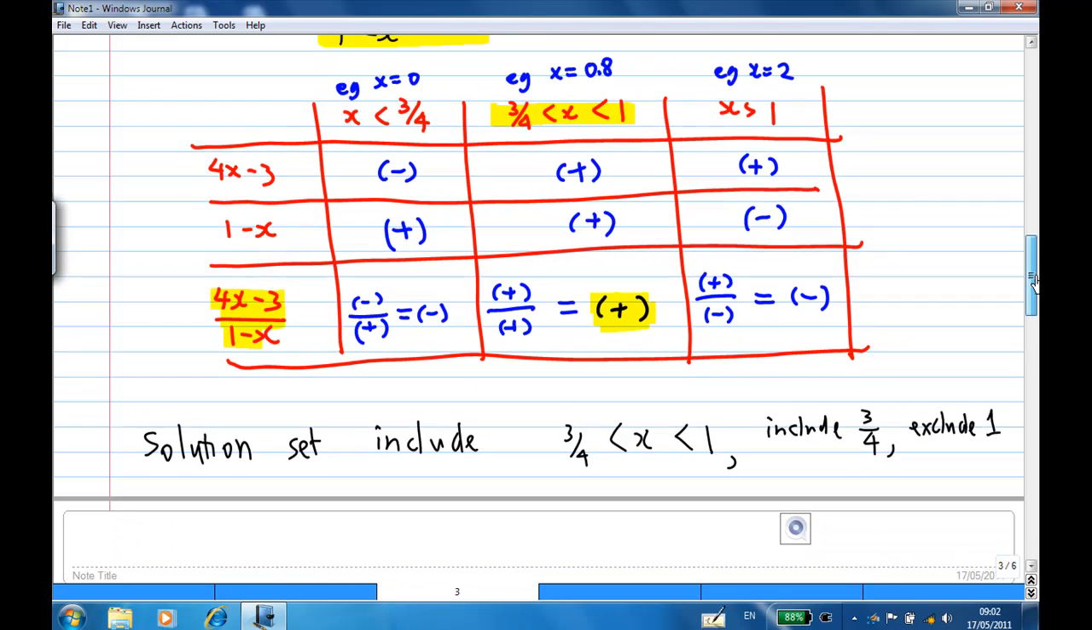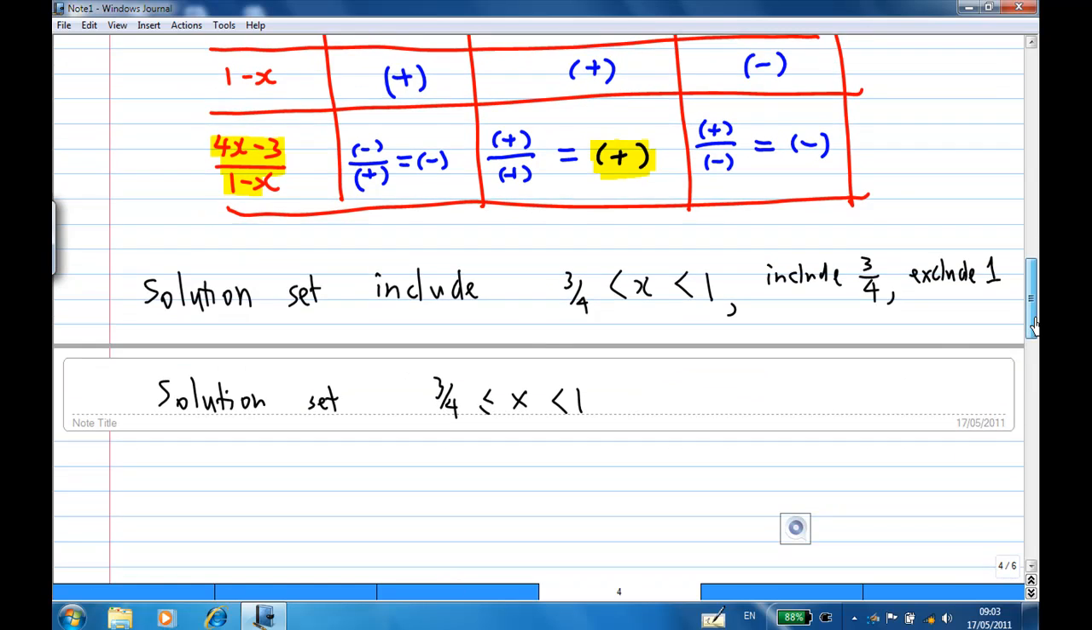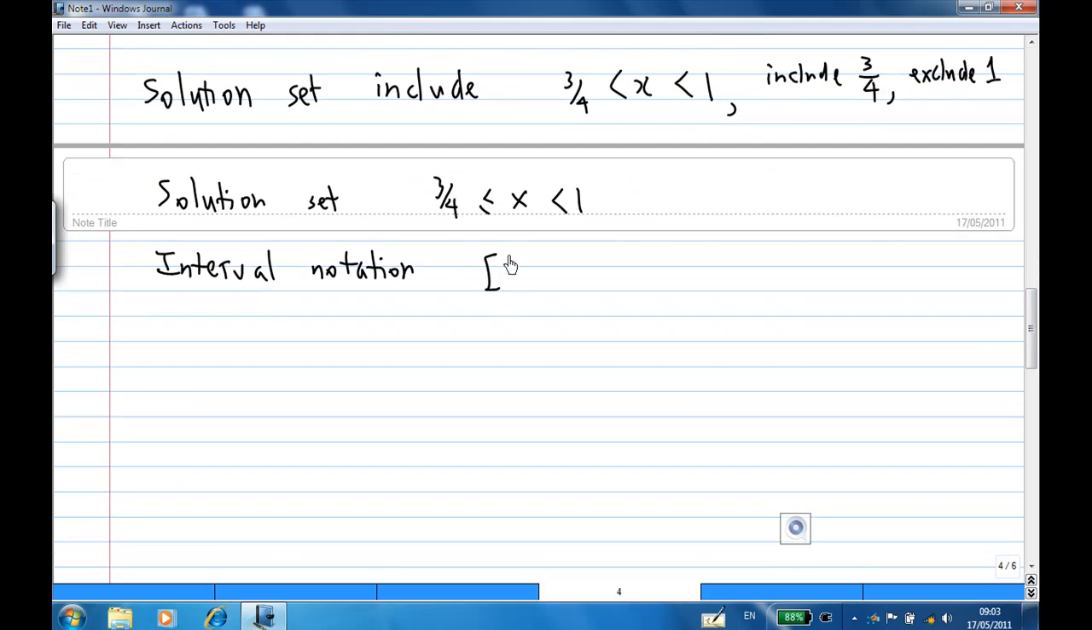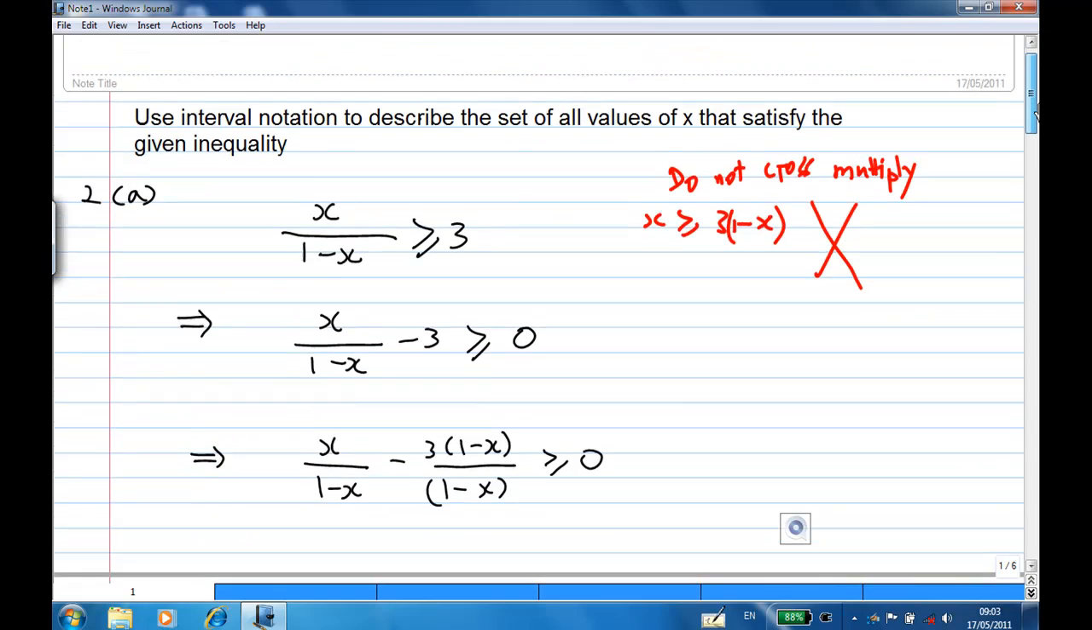In the end, the solution is x including 3/4 and excluding 1. Now putting it together in interval notation, it will be 3/4 included, 1 excluded. And this is the solution for the original inequality x over 1 minus x greater than or equal to 3.